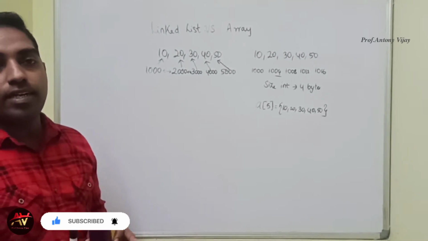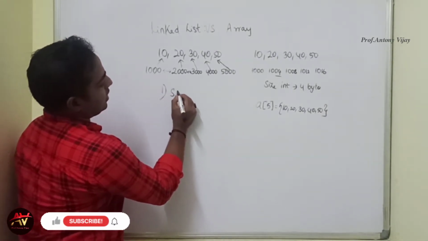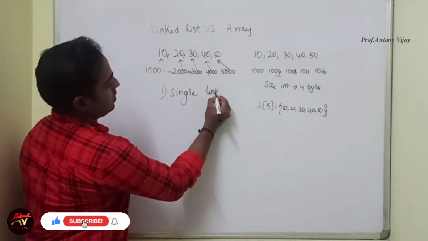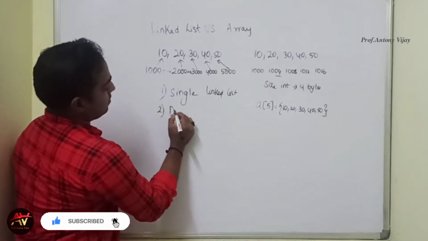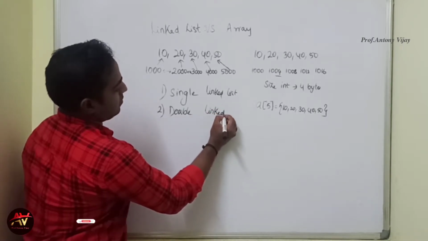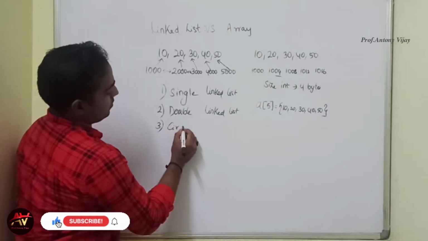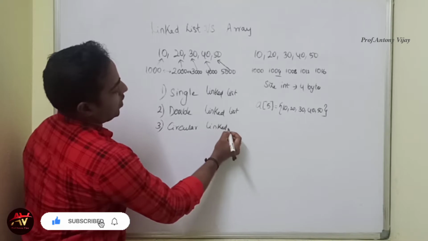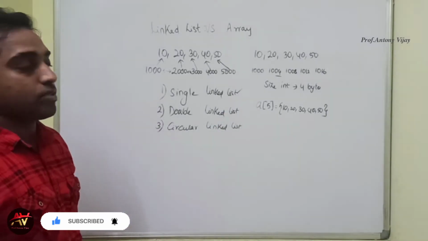There are 3 different types of linked list. First one is single linked list. Second one is double linked list. Third one is circular linked list. For example purpose, I will tell you about the single linked list concept.